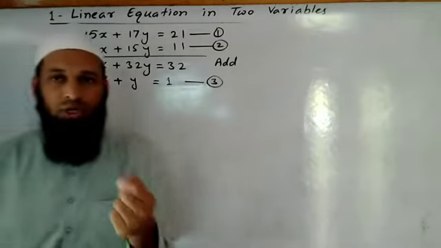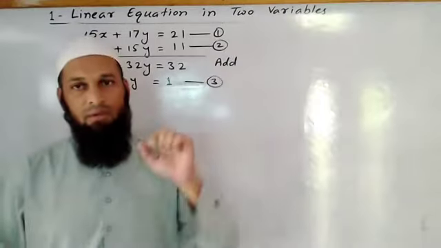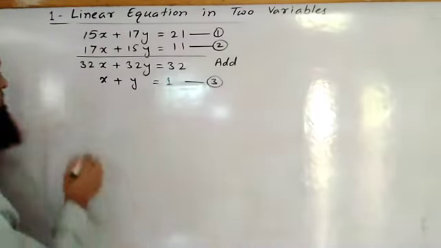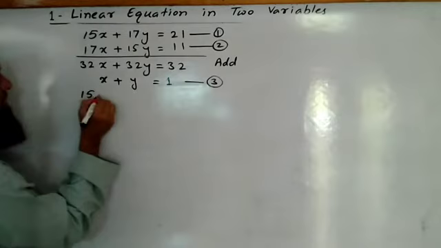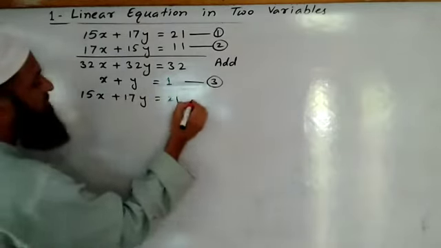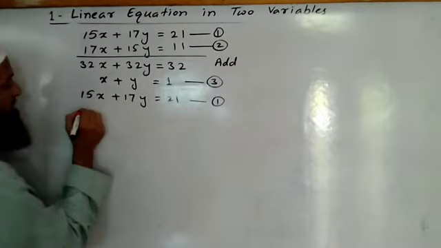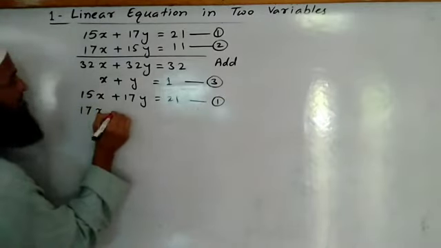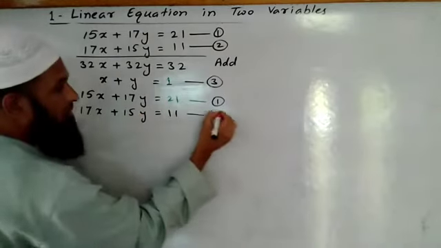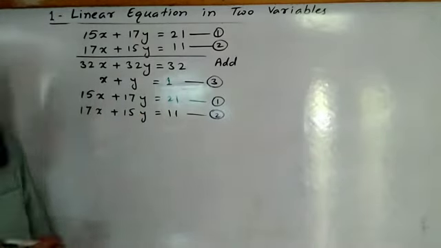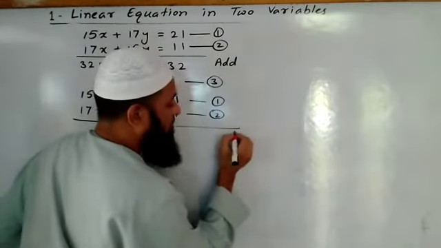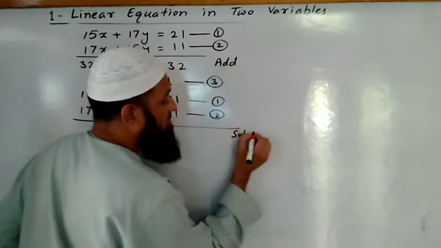Now as I told you, first we should add them, then we should subtract. Now we will subtract these two equations. So what do we get here? 15x plus 17y is equal to 21. This is equation number 1. And 17x plus 15y is equal to 11. This is equation number 2. Okay, now we will subtract these equations.